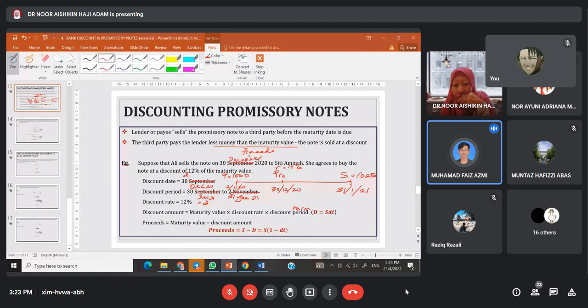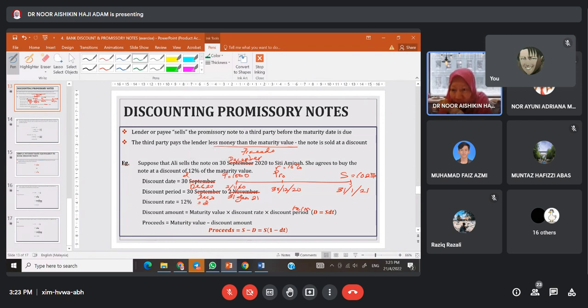Doktor, nak tanya. Yang proceed tu yang dah kat bank. So D tu, proceed dengan D tu lain. Lain. Proceeds adalah apa duit yang Siti Aminah bagi pada Ali. Faham? Dia bagi jumlah proceeds tu adalah less than 1,025. Kenapa? Dia ambil dia punya diskaun. Apa diskaun dia? Kita boleh kira.